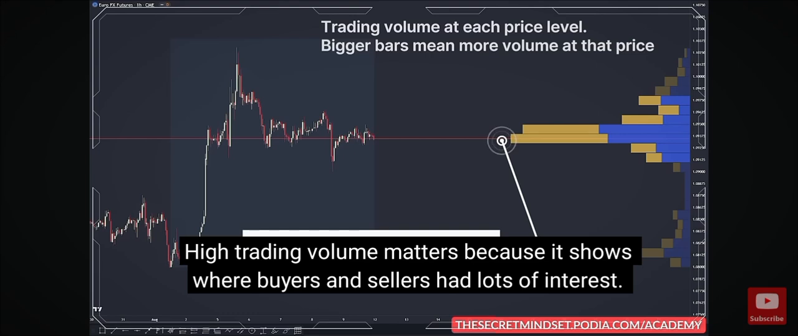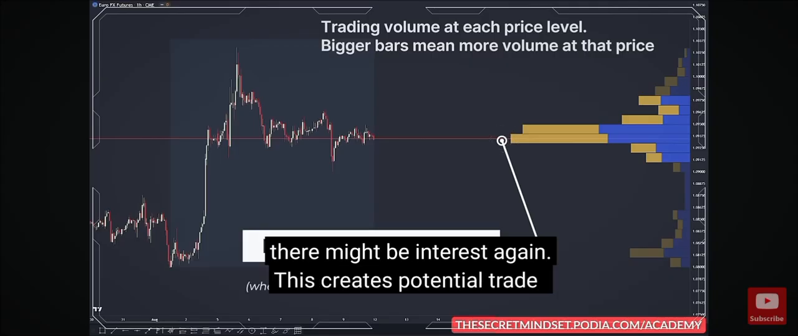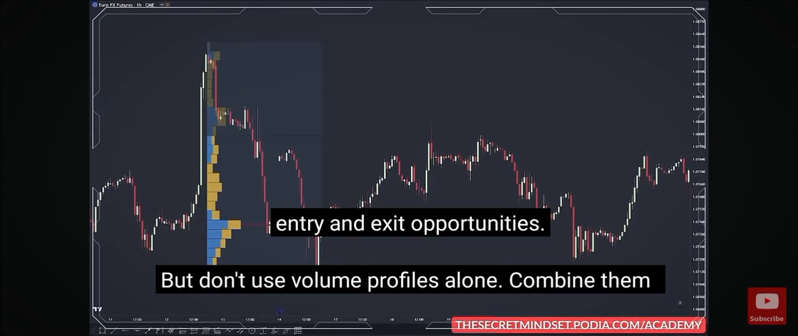High trading volume matters because it shows where buyers and sellers had lots of interest. They took big action at those levels. If price comes back to these levels in the future, there might be interest again. This creates potential trade entry and exit opportunities.